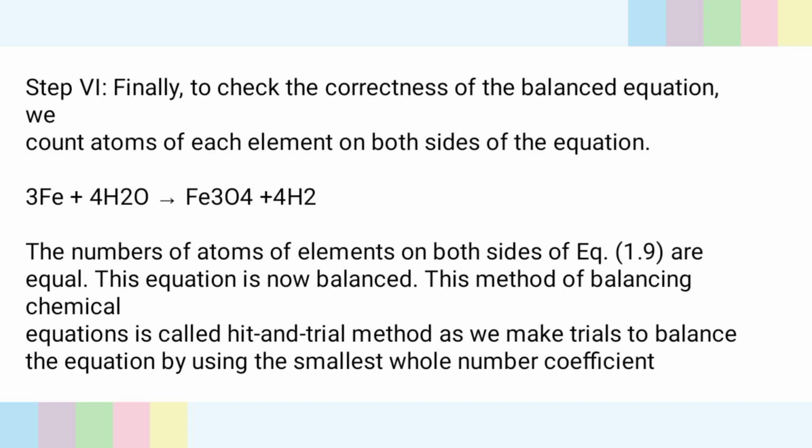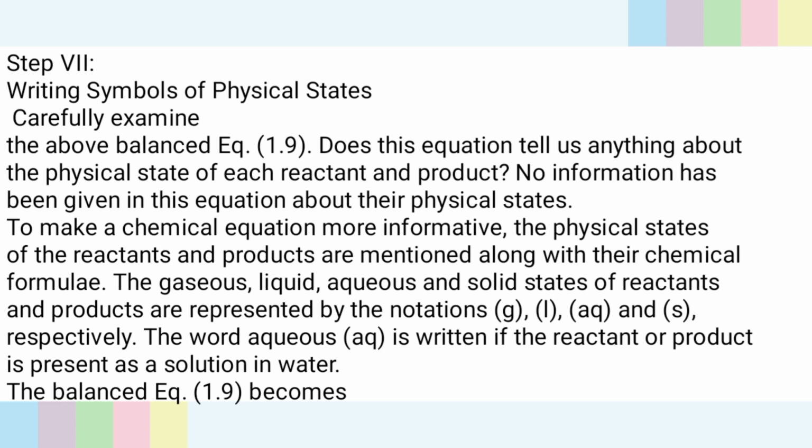So this method which we use for balancing the chemical equation is called the hit and trial method, and it is checked by balancing the number of atoms present on the product and the reactant side. So write step 7. Writing symbols of physical states, carefully examine. The above equation is balanced now. Does this equation tell us anything about the physical state of each reactant and the product?